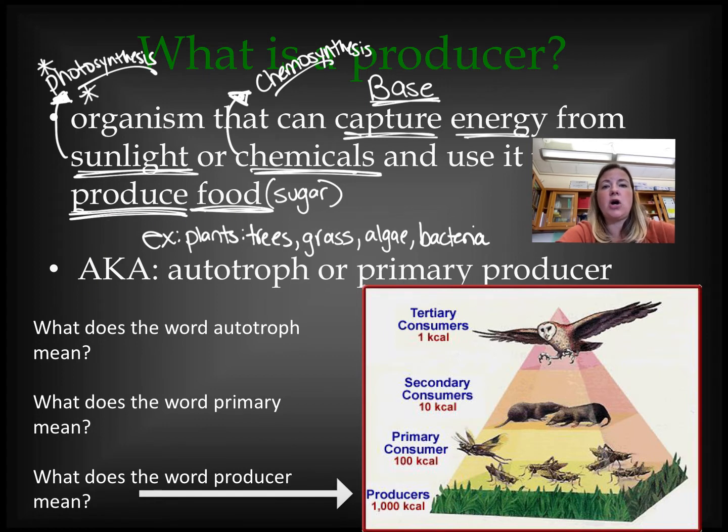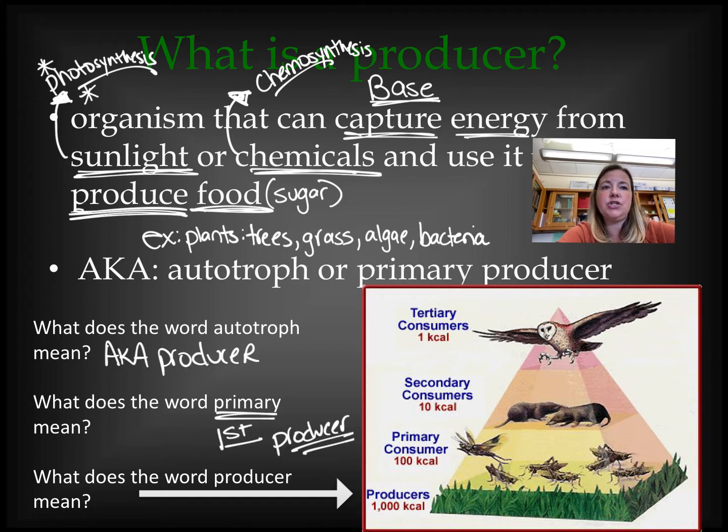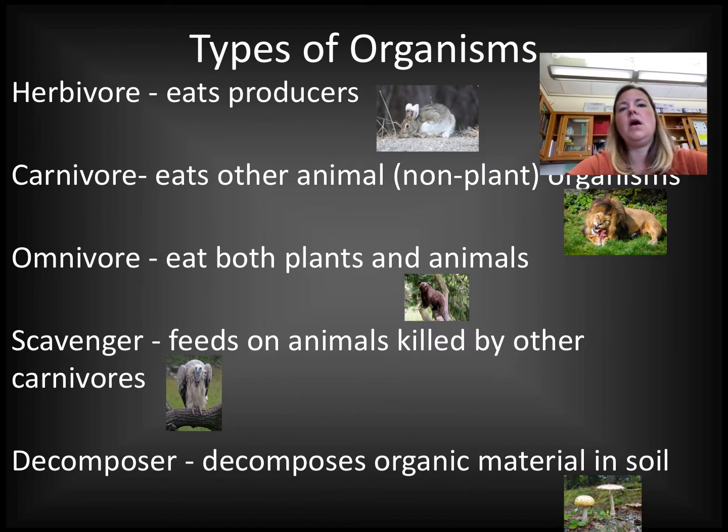Sometimes producers are called autotrophs or primary producers. So the words autotroph and producer are interchangeable. The word primary producer is the same as a producer or an autotroph. They are simply organisms that take energy and make their own food from that energy, either through photosynthesis or chemosynthesis. Another way that we classify organisms is according to what they consume.